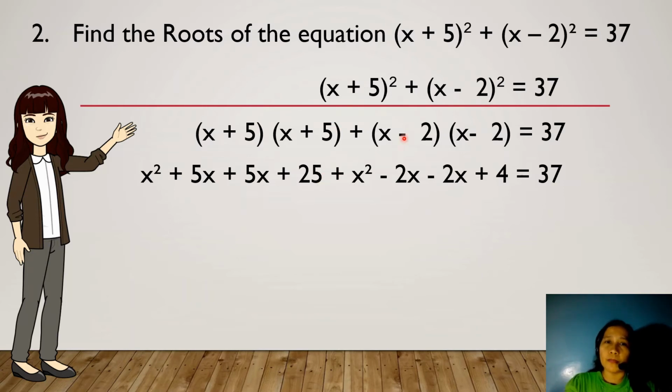Okay, for this given, the first term, x times x, x squared. The outer, x times negative 2 is negative 2x. The inner, negative 2 times x, negative 2x. And the last term, negative 2 times negative 2 is positive 4, equals 37. Okay, let us combine now.